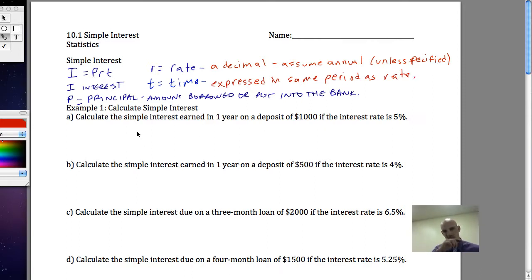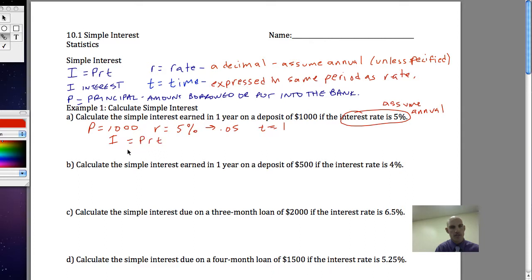Calculate the simple interest earned on 1 year of deposit of $1,000 if the interest rate is 5%. Let's lay everything out. The principal equals $1,000. That's what we're going to put in. The rate is equal to 5%, which is 0.05, and we're assuming that it's annual. And the time is equal to 1, or 1 year. So I equals PRT equals 1,000 times 0.05 times 1, which gives us $50. That's the interest earned at a 5% interest rate for 1 year if we deposit $1,000.